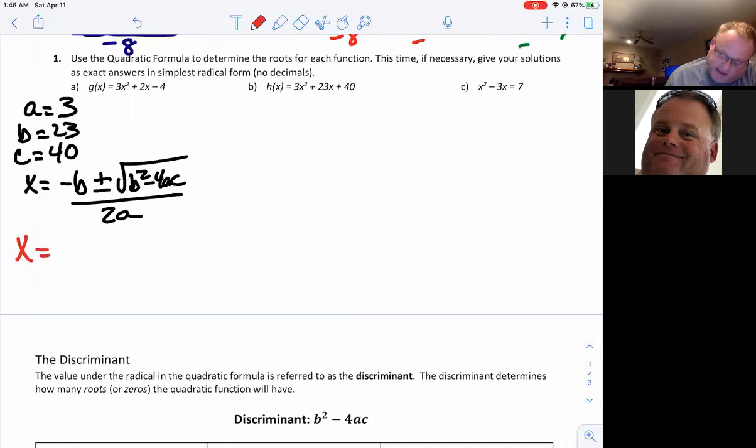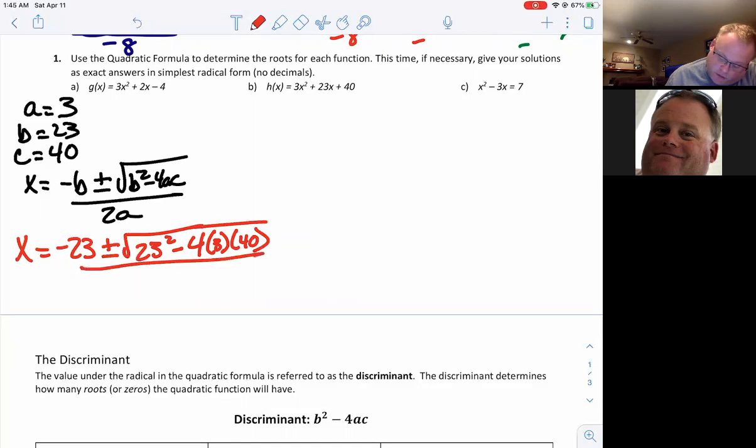X equals negative b, negative 23, plus or minus 23 squared minus 4 times 3 times 40, all over 2 times 3. Now, I can do that radicand, right? Everything underneath the radical is called a radicand, and I can do it all in one fell swoop.